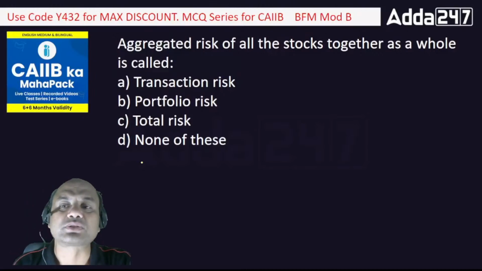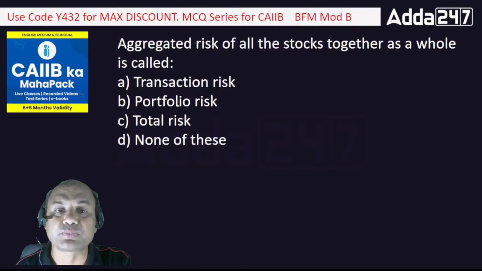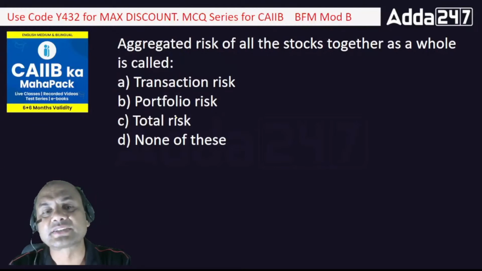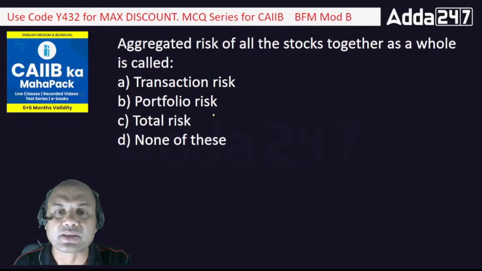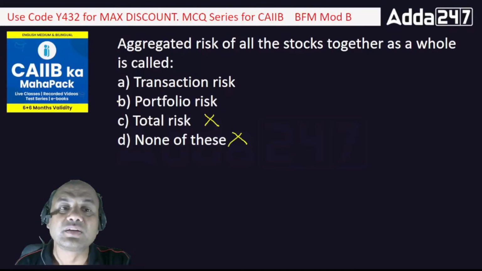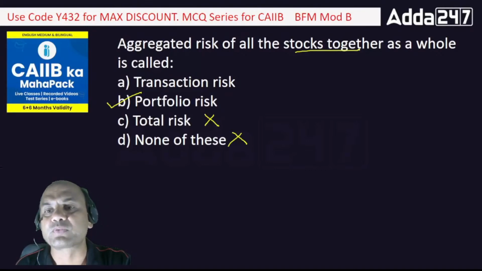Aggregate risk of all stocks together as a whole is called as what? Transaction risk, portfolio risk, total risk, none of these. Very simple one. So it is called as what? Transaction, portfolio. Okay, let me give some hint. Total risk is out, none of these is out. So it is either transaction or portfolio. So what is the answer? It is portfolio, correct? All stocks together, that is portfolio.